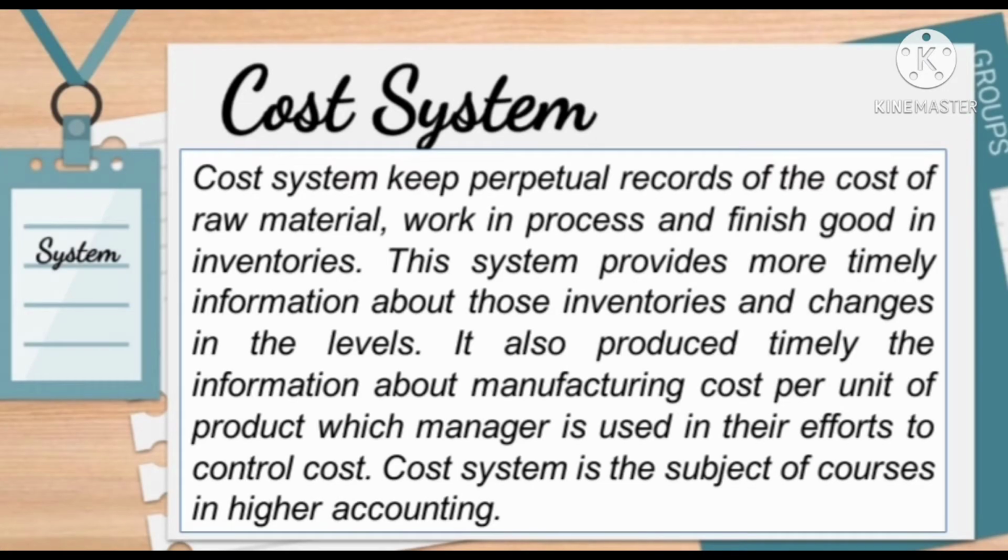Cost system keeps perpetual records of the cost of raw material, work in process, and finished good inventories. This system provides more timely information about those inventories and changes in their levels. It has also produced timely information about manufacturing costs per unit of product, which managers use in their efforts to control cost. Cost system is the subject of courses in higher accounting.